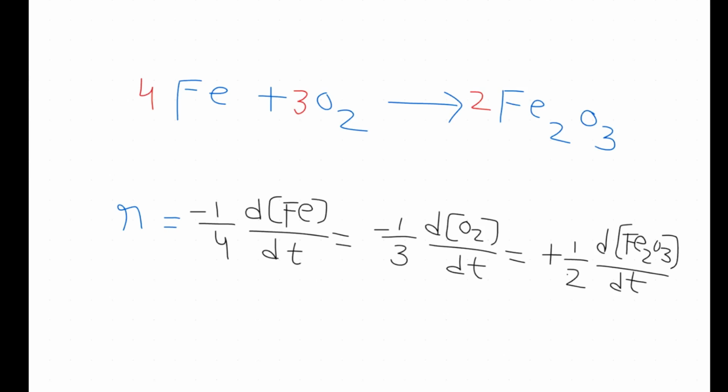What is the rate of a reaction? How to measure the rate of a reaction? By measuring the change in concentration with respect to time. That is the first thing. Whenever somebody asks you what is the rate of a reaction, it is the change in concentration with respect to time. Change in concentration of what? Either reactant or product.